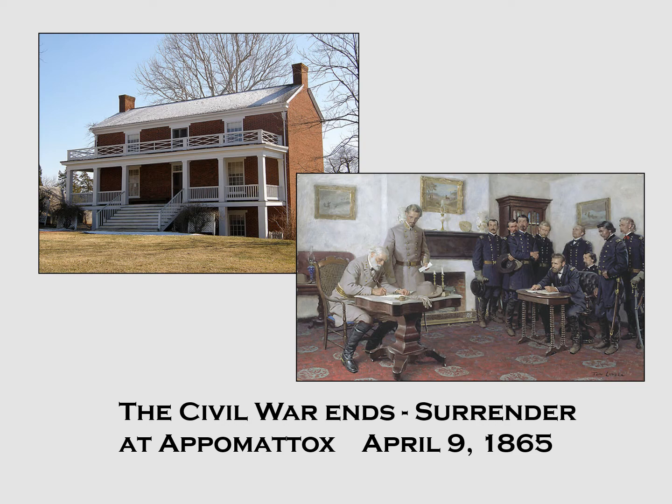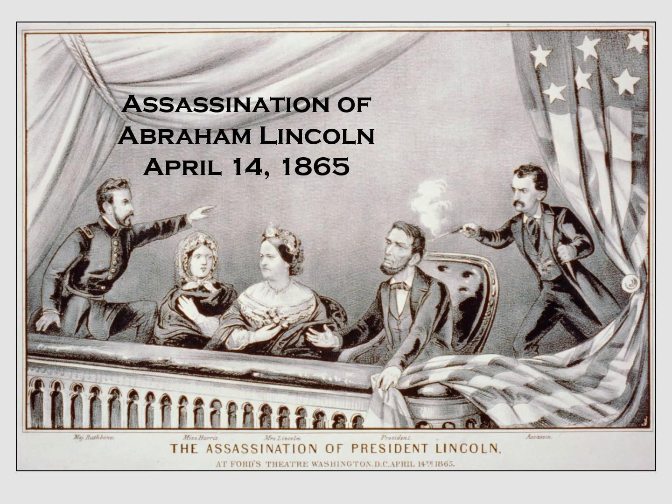The Civil War ended with the surrender ceremony at Appomattox Courthouse, Virginia, where Confederate General Robert E. Lee surrendered to Union General Ulysses S. Grant and effectively ended the Civil War. April 9, 1865. 5 days later, Abraham Lincoln was assassinated, and with it, the hope of a lenient Reconstruction toward the South also died.